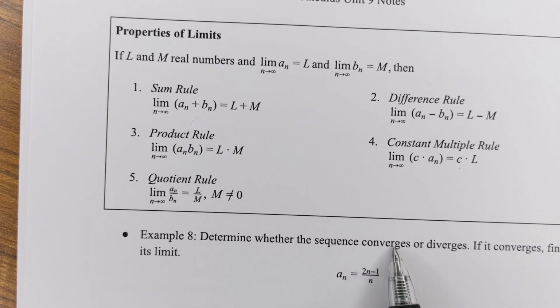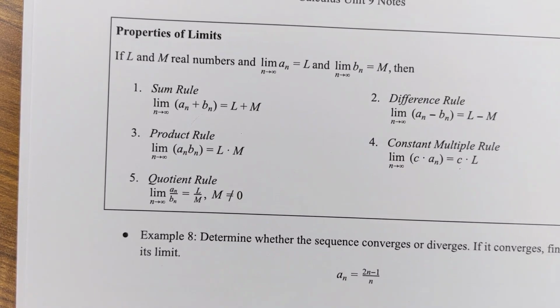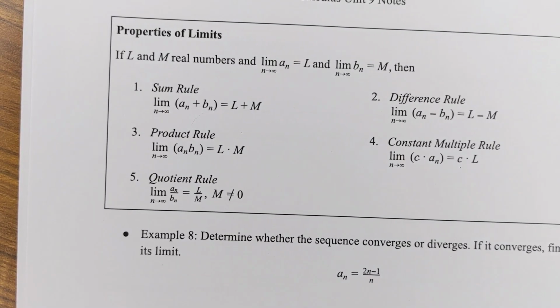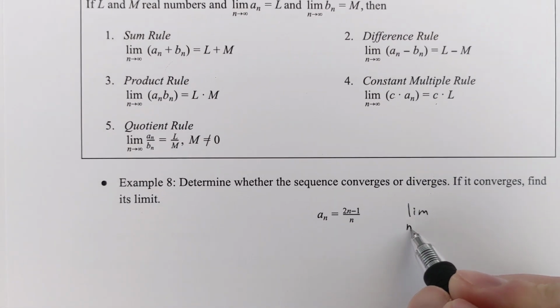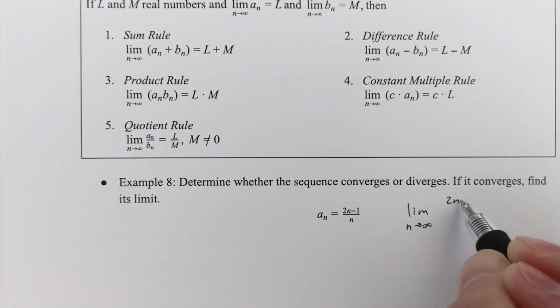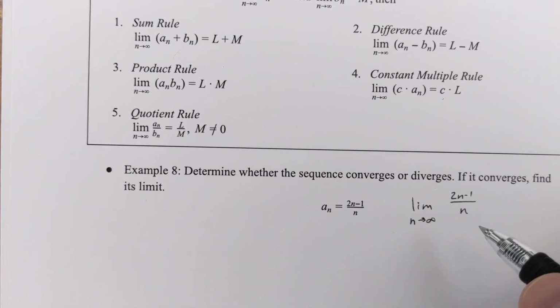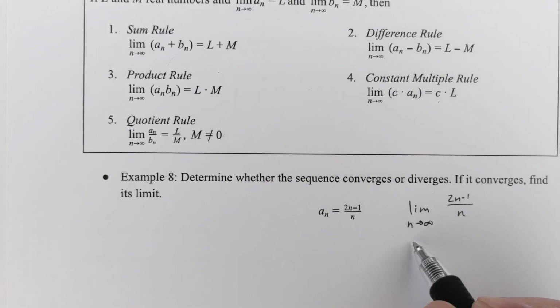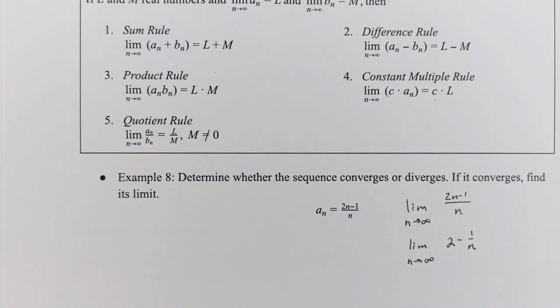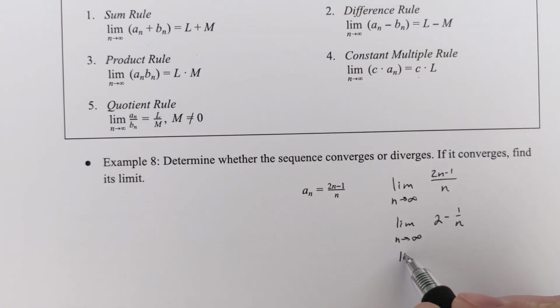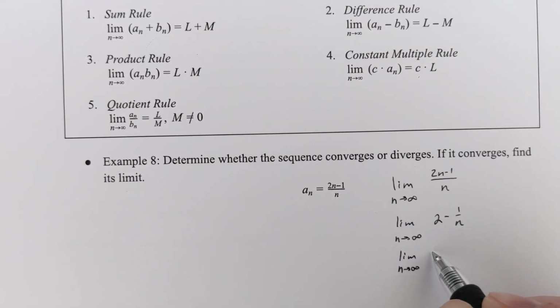So determine whether the sequence converges or diverges. If it converges, find its limit. So what I'm doing is I'm working this out. The limit as n approaches infinity of (2n minus 1) over n. So this we can rewrite as the limit as n approaches infinity of 2 minus 1 over n. Since it's a difference, I can do the limit as n approaches infinity of 2 minus the limit as n approaches infinity of 1 over n.